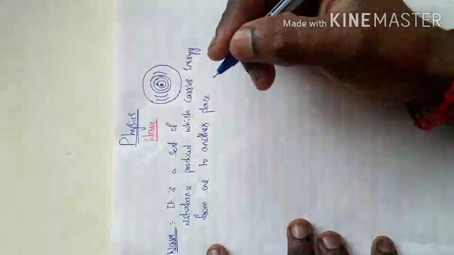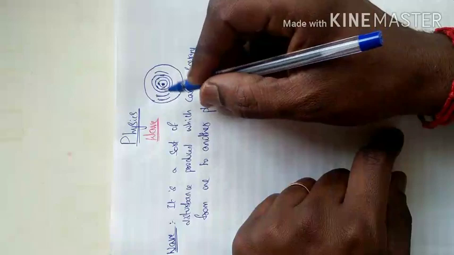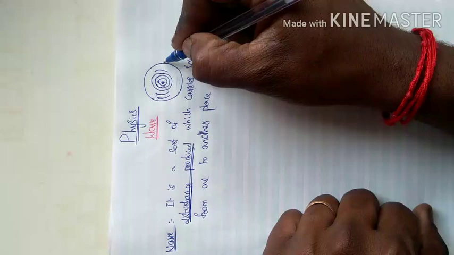Once again, I am repeating. This disturbance that has set in the water, the up and downs you would have seen in the water, I call it a wave. That is nothing but the disturbance produced. That disturbance carries what? Energy, from that point to another point. Am I right or not?